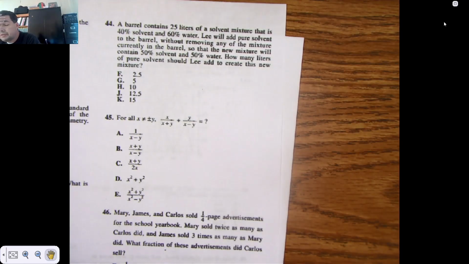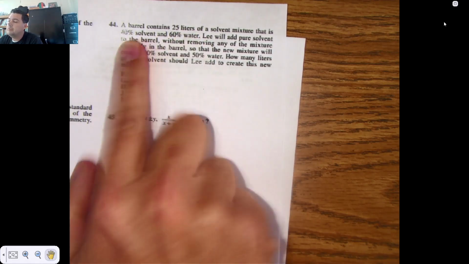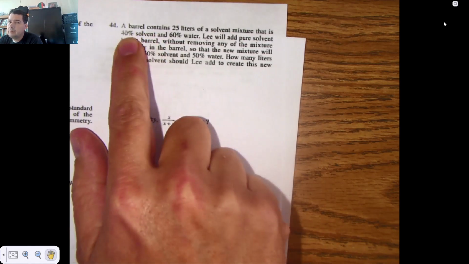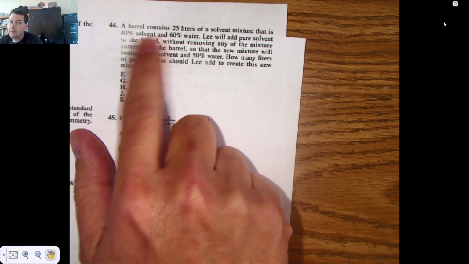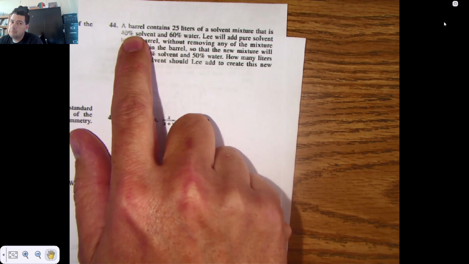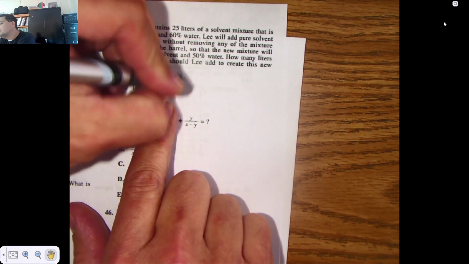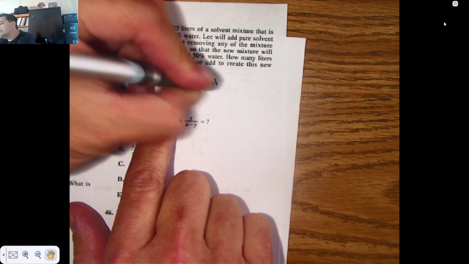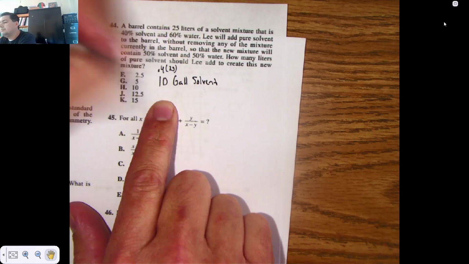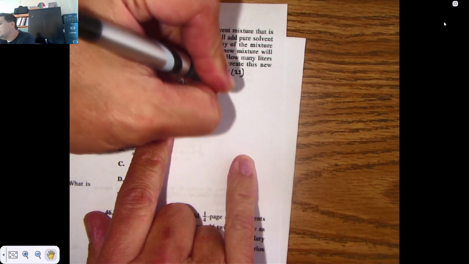So when I was doing 44 the first time, I was going to do it with algebra, and I just keep forgetting that this is ACT stuff. We're not going to use algebra. But what we are going to figure out is what percentage of solvent we have right now. If you take 40% of 25, you multiply by 4 and divide by 10. You get 10 gallons of solvent. That was 0.4 times 25. 60% water, 0.6 times 25, is going to be 15 gallons of water.